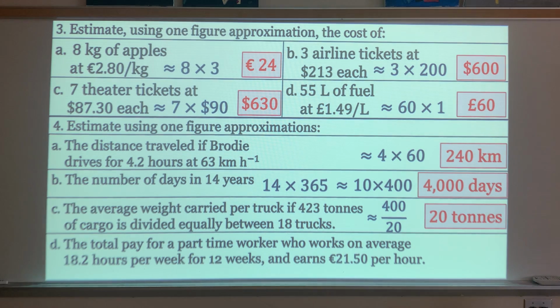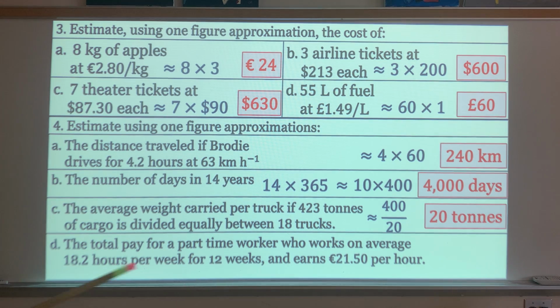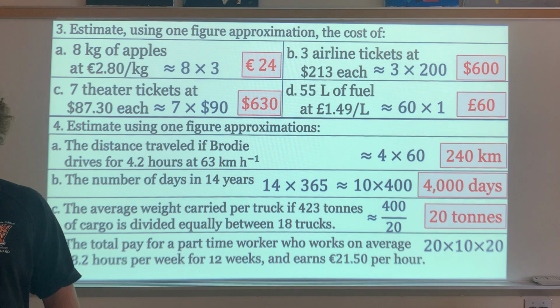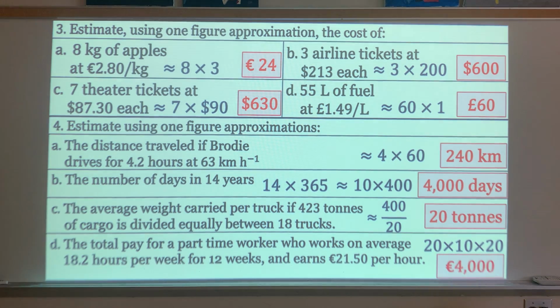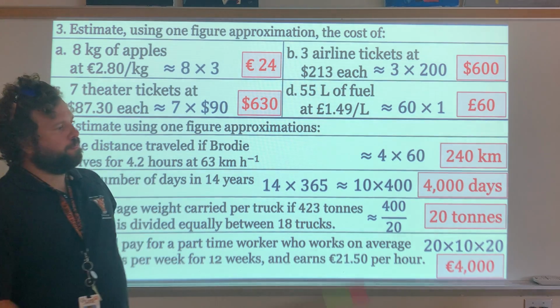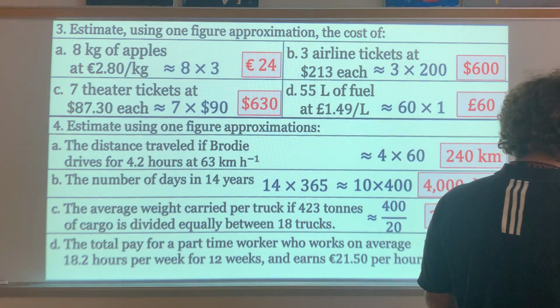Total pay for a part-time worker who works on average 18.2 hours per week for 12 weeks, and he earns 21.5 euros per hour. 18 rounds to 20, 21 rounds to 20, so you've got 20 times 12 weeks rounds to 10. 20 times 10 times 20, 2 times 1 times 2 is 4, and 3 zeros is 4,000 euros. That's like a triple estimation. Bam. All right. Good. Let's go through some more examples.